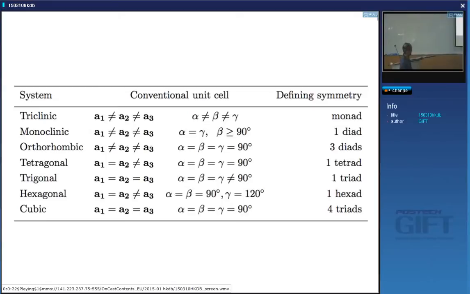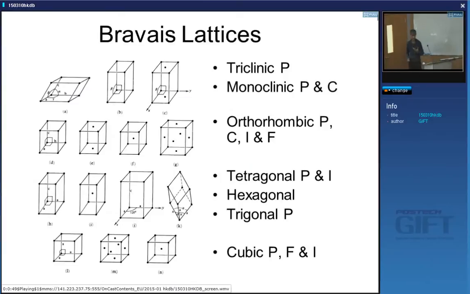And this part of it is important in the sense that the defining symmetry of a particular crystal class is stated. So for example, for a cube, you would necessarily need to be able to find four triads in order for that to be a cube. And within each crystal class, we have a number of unit cells possible. And therefore, we generate a series of 14 different Bravais lattices.